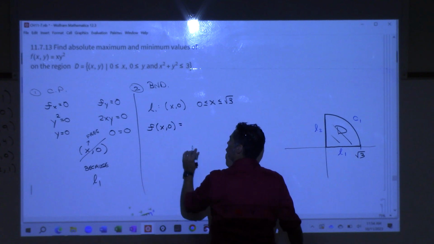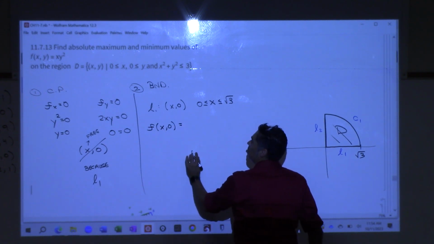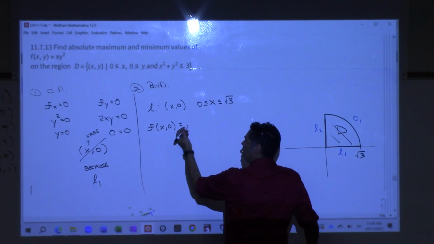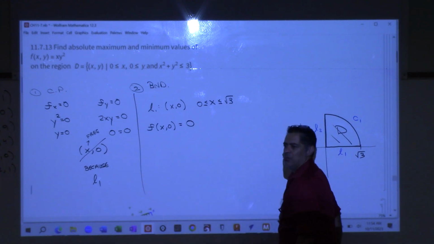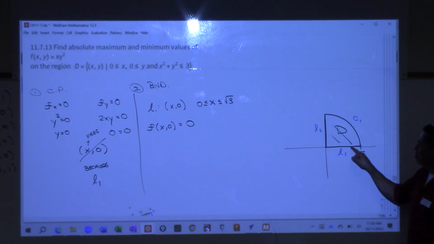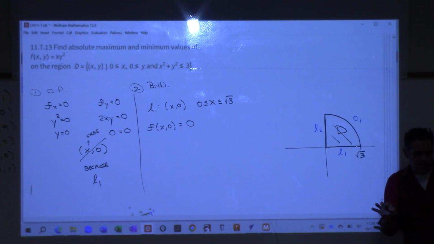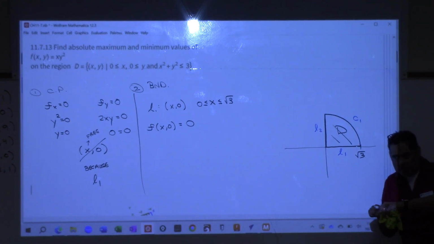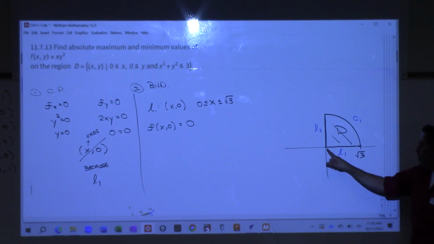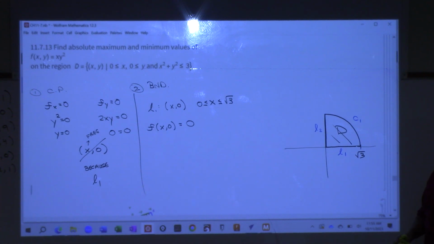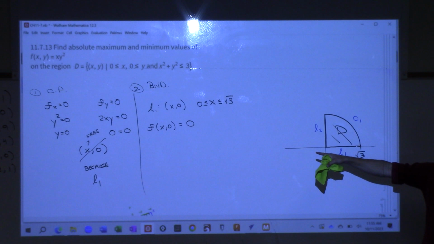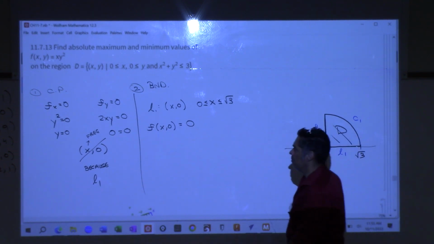x0 into the original function? You get 0. Which means that along this edge, any points along this edge, your surface is what? Down on that axis, right? Your surface bends down, curves down, and touches the x-axis everywhere. So I don't have to write anything else. That could possibly be a max or a min. I'm going to move on to L2.